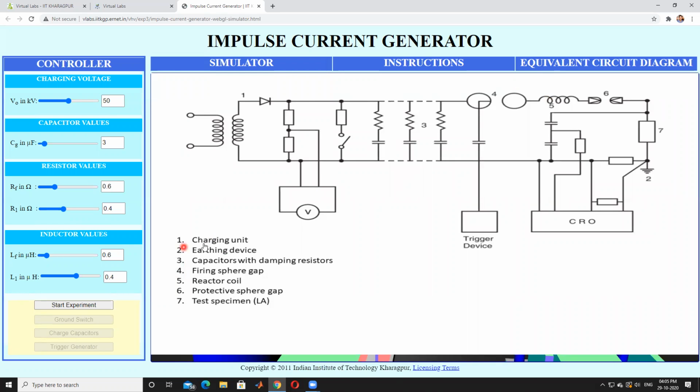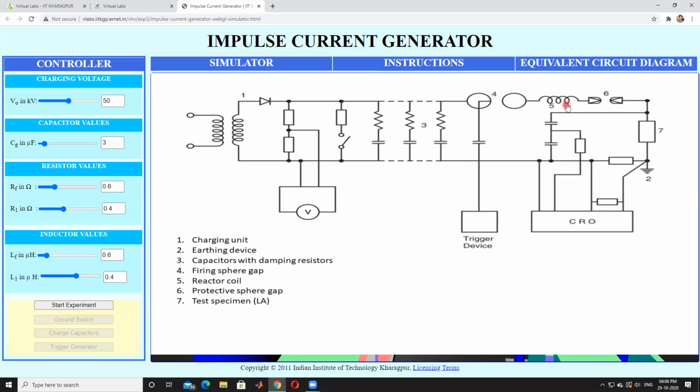In the equivalent circuit, the first one is called the charging unit, and the second is the earthing device. The third one is the capacitors with the damping resistors. The fourth one is the firing spark gap. And the fifth one is the reactor control.